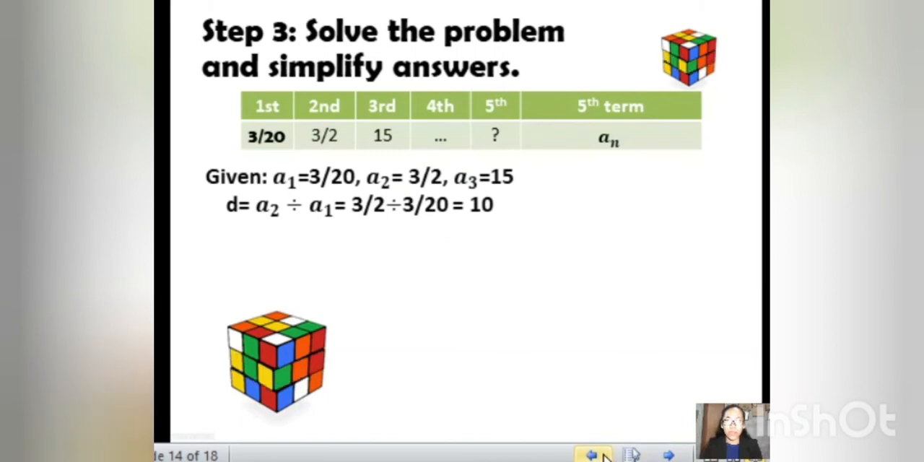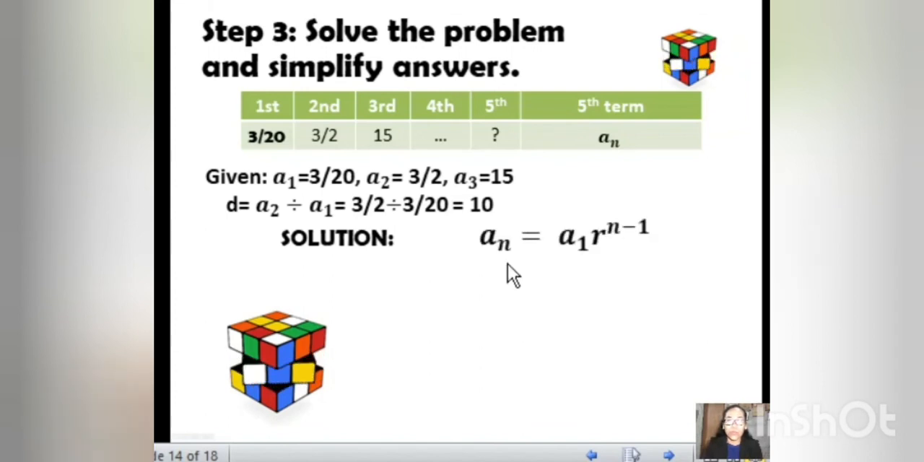So we have here the given, a sub 1 is equal to 3 over 20, a sub 2 is equal to 3 over 2, a sub 3 is equal to 15. So we will now find the common ratio. To get the common ratio, we have to divide your a sub 2 divided by your a sub 1. So it's equal to 3 over 2 divided by 3 over 20, which will give you a common ratio of 10. So we have to use the formula in finding the nth term of a geometric sequence, which is a sub n is equal to a sub 1 times r raised to n minus 1.